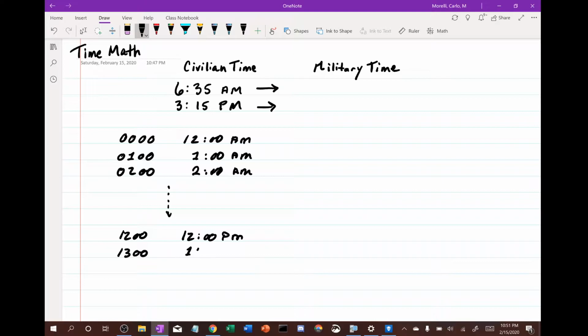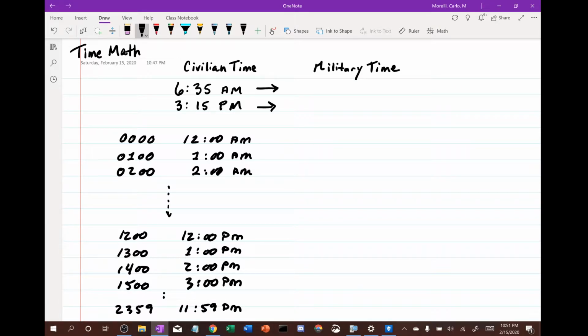And that's 1 p.m. 1400 is 2 p.m. 1500 is 3 p.m. And it continues like that until you get to 23:59, which would be 11:59 p.m. And then it just starts back over. It'll loop back around and start again.